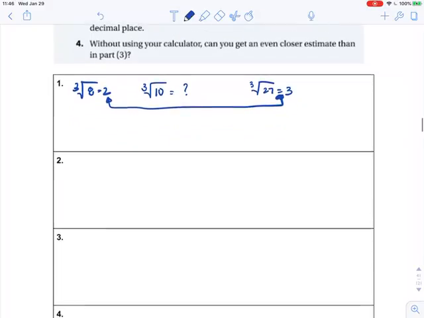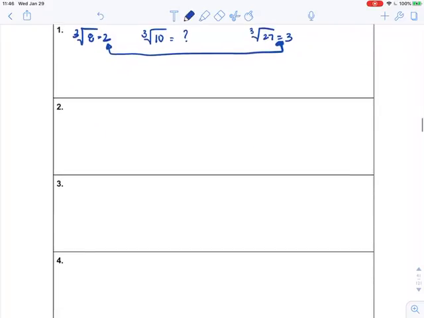Go ahead and answer 2, 3, and 4 again to the best of your ability. Use a calculator to guess and check, to estimate, not to type in cube root of 10. Don't do that. Okay. All right, a few minutes have passed. You've given it a try, and you're just checking your work.